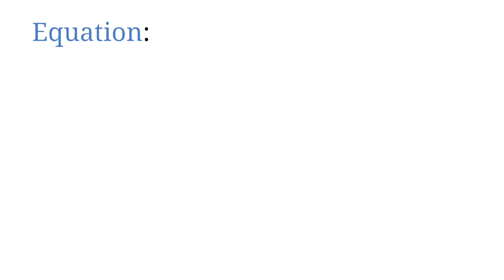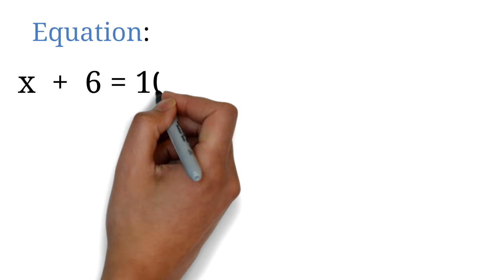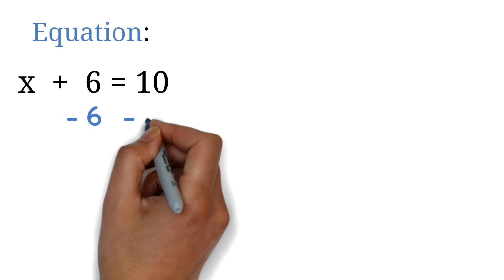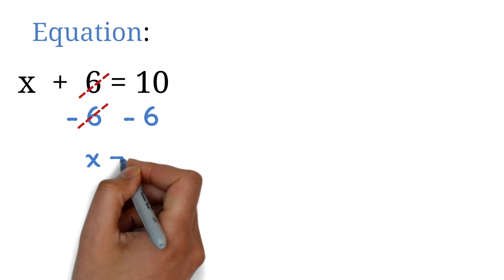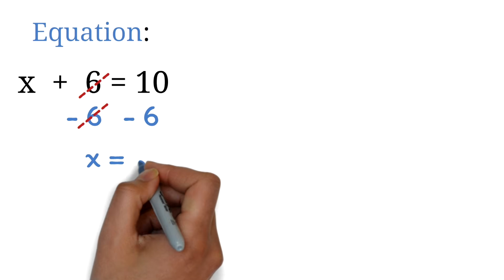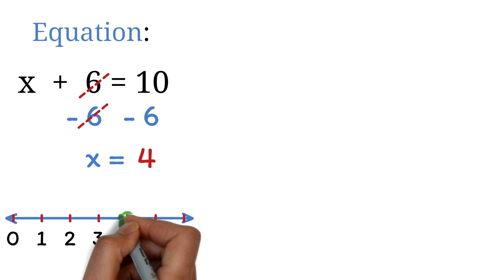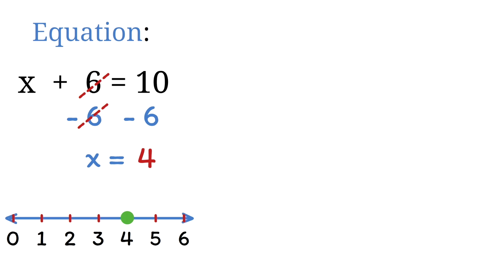Let's say you have the equation x plus 6 equals 10. To solve for x, we subtract 6 from both sides. This gives us x equals 10 minus 6, which is 4. So x equals 4. This is a fixed number, and when we graph this on a number line, we simply place a closed circle or dot at the number 4.